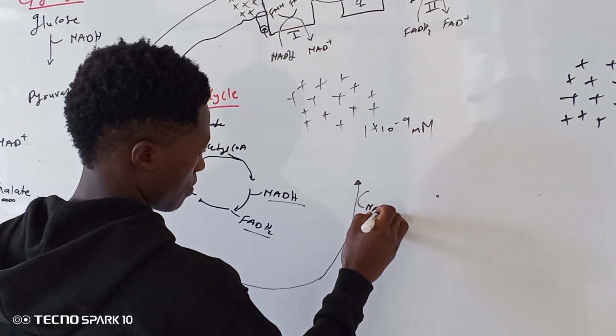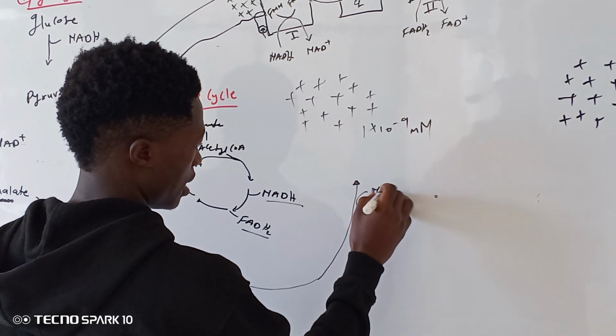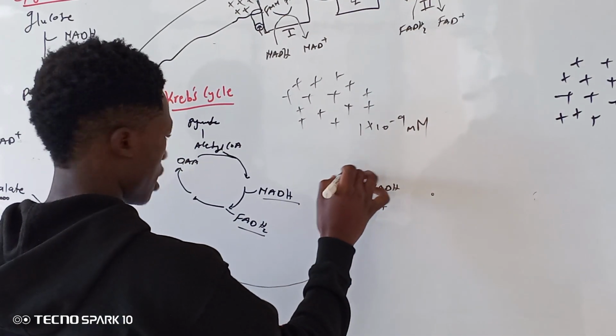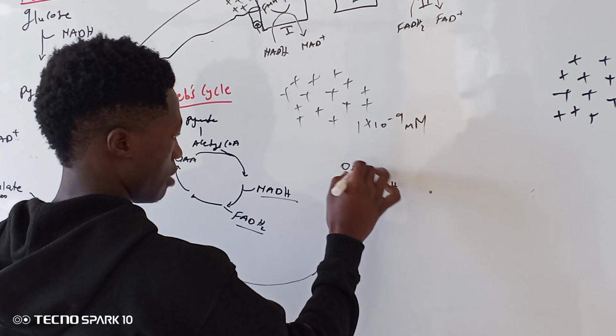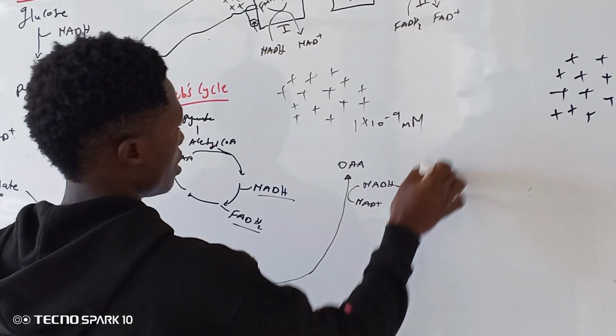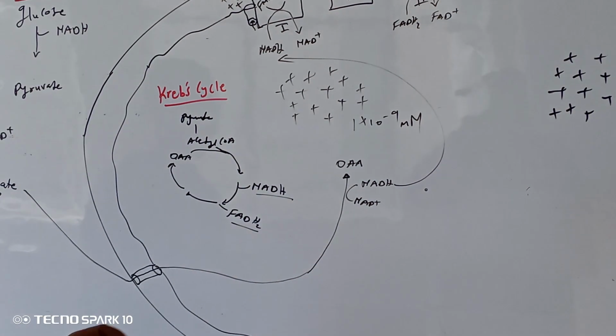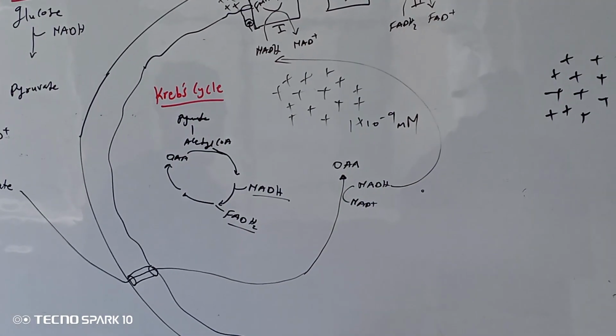NAD plus is converted to NADH, and the malate is going to be converted back to oxaloacetate. Let me abbreviate it that way. And remember, these are what we needed here. So we already got the NADH generated from glycolysis into the electron transport chain, right?